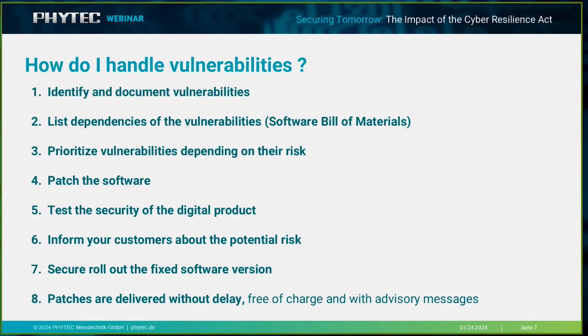The next step is to prioritize the vulnerabilities, depending on the risk. So it's a good idea to start with the high-risk vulnerabilities and then go lower down. A very important thing is to fix the vulnerability. If a patch is available, then it's very good. If no patch is available, then you must maybe disable this function or find another solution.